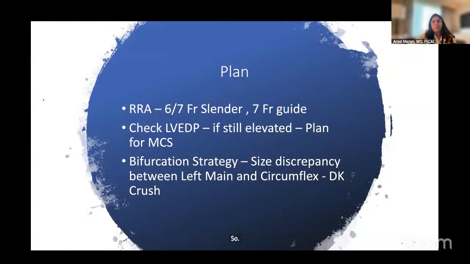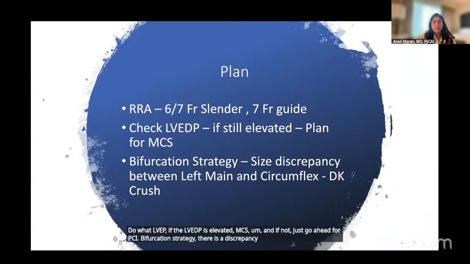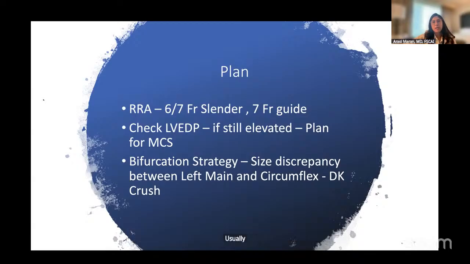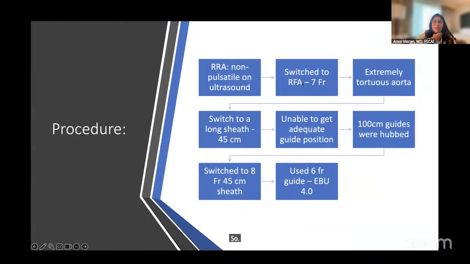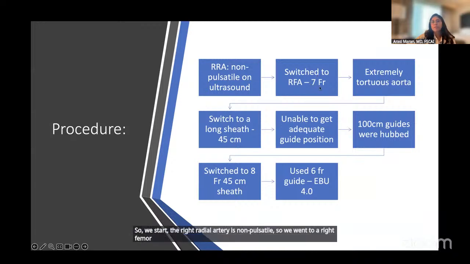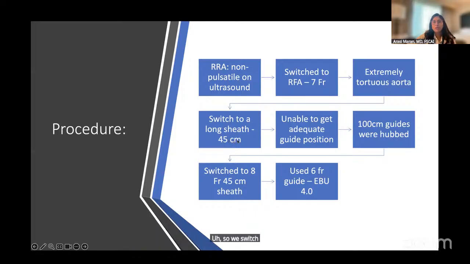In my head: right radial access, use a 6-7 French slender guide, use a 7 French guide, and do an LV-EDP. If the LV-EDP is elevated, MCS, and if not, just go ahead with PCI. For the bifurcation strategy, there is a discrepancy between the left main and circumflex. Usually when there's a discrepancy, I like a DK crush more than anything else. So we started, and the right radial artery was non-pulsatile, so we went to a right femoral artery, 7 French approach, with an extremely tortuous aorta. So we switched to a long sheath.